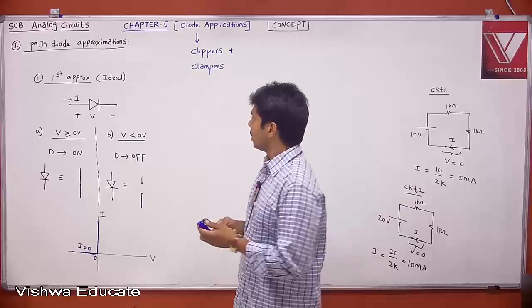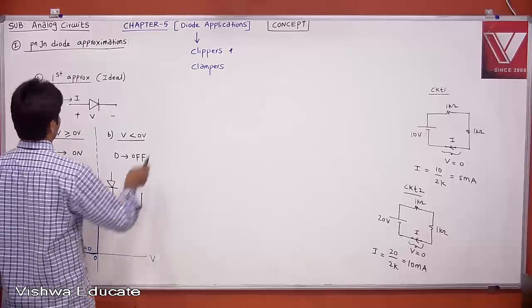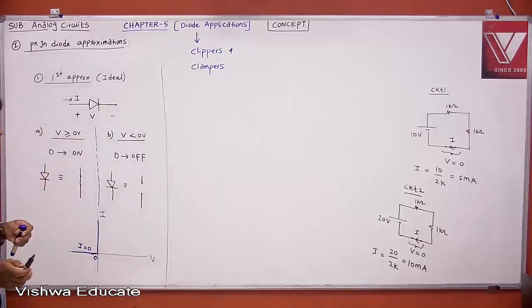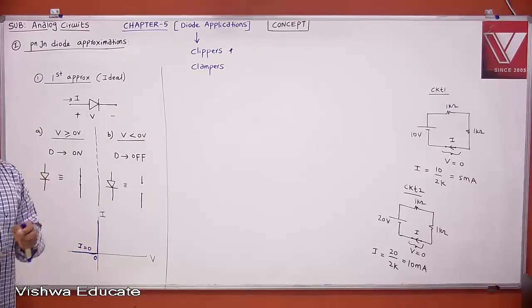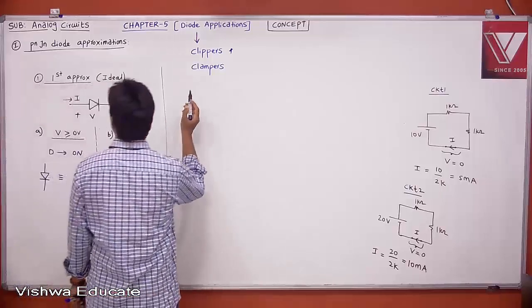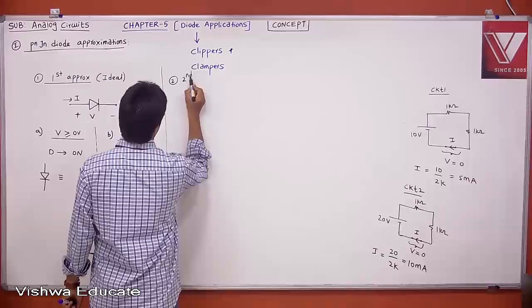Okay, done. Now, the second approximation. Remember, as the approximation level increases, we get closer to the exact model, or the real PN junction diode VI characteristics. Now, the second approximation, somewhat practical.